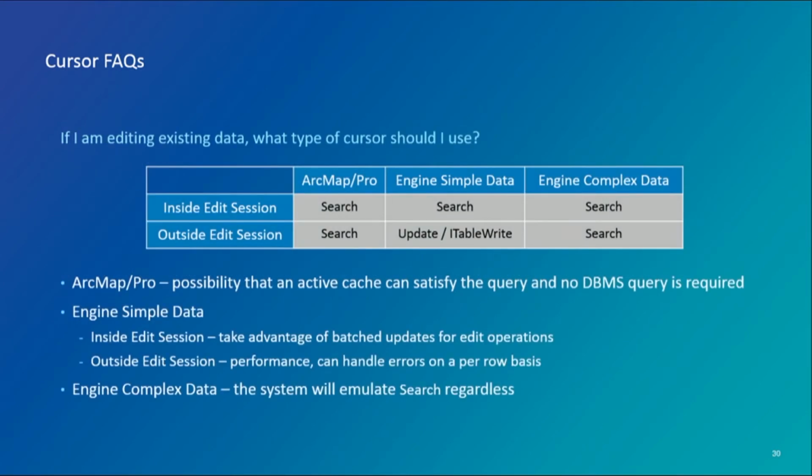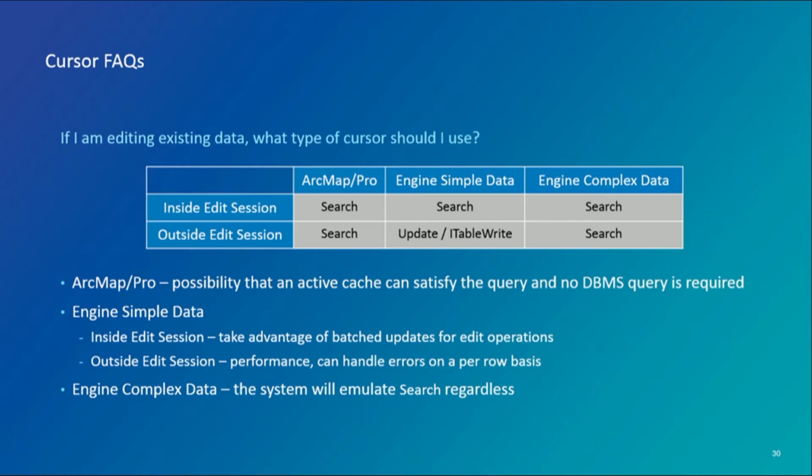So here's a little grid to help you understand when to use what. It's a little counterintuitive at first, and we often pull this out when we have in-house development discussions. But let's just walk through the grid. Basically, if you are within ArcMap or Pro, and you're inside or outside of an edit session, you want to use a search cursor, because then you'll take advantage of any of the native caching that's happening.